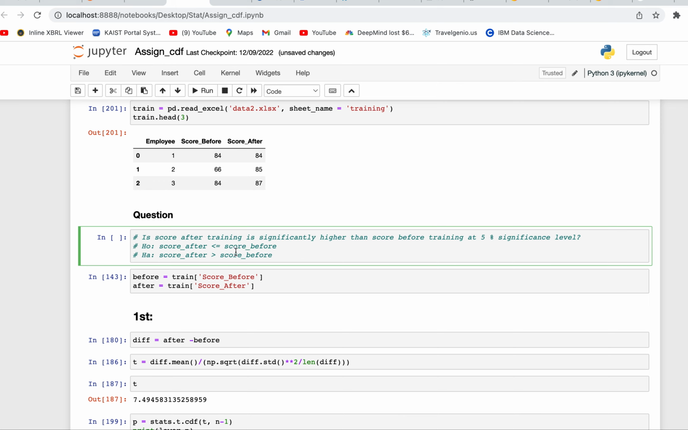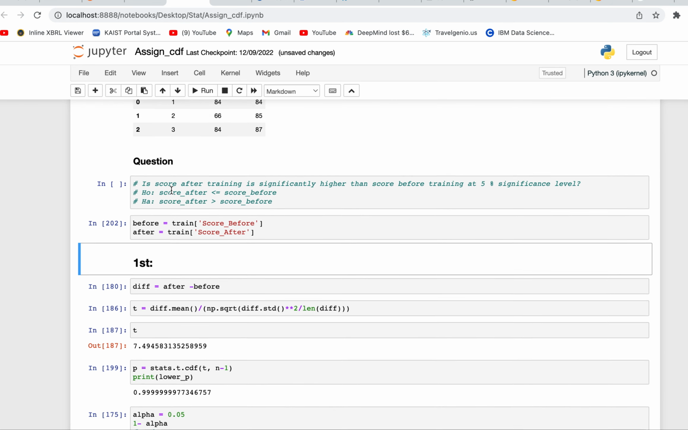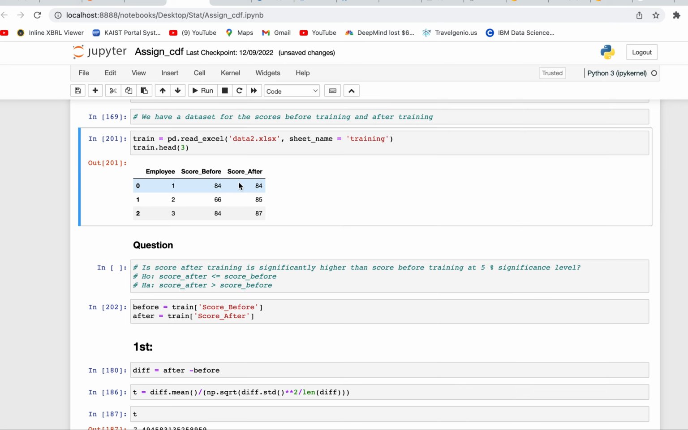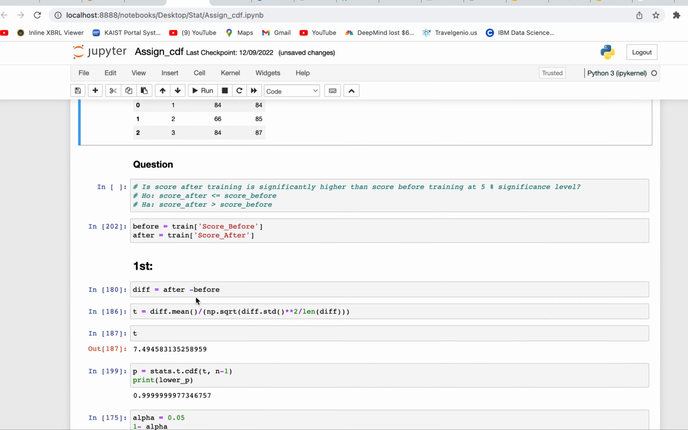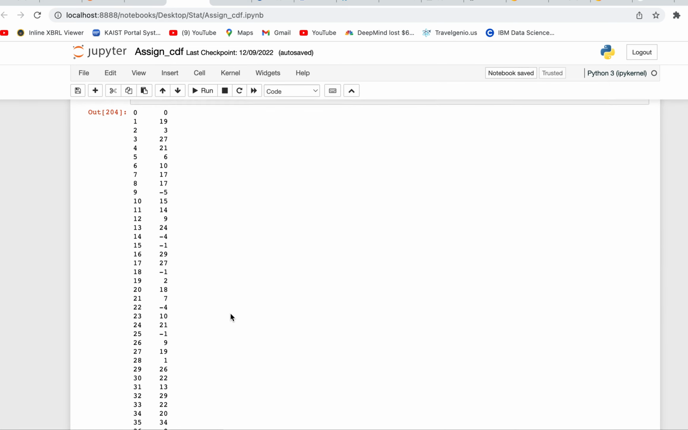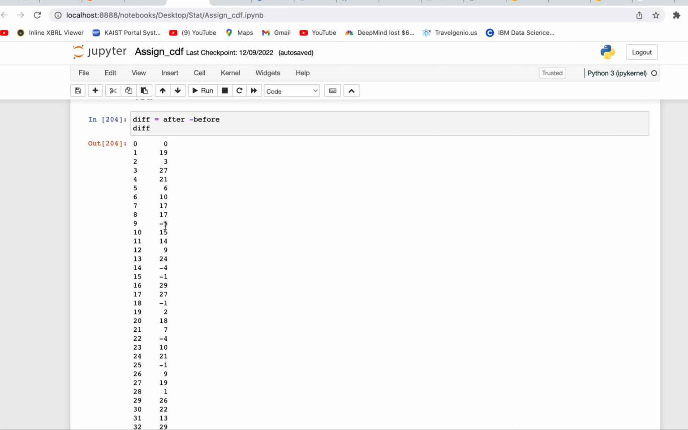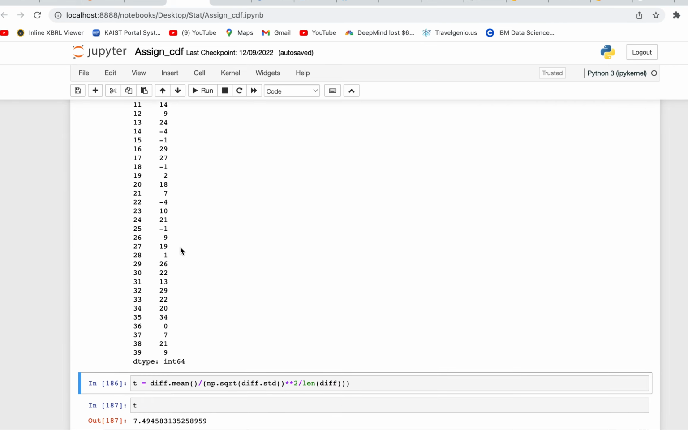What we should do is take these two columns as different variables, before and after, and first find the difference between pairs. So I should subtract every score after from scores before. This is what I did. Here, I subtracted all columns. It says minus, plus. Some employees have better scores, some have worse scores compared to before training.